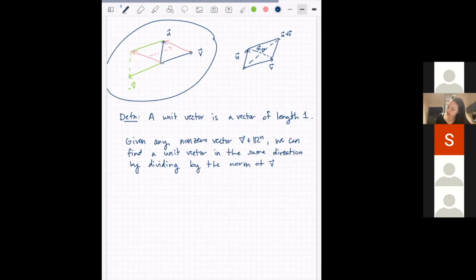So our unit vector will be v divided by the norm of v. Or you could think of this as 1 over the norm of v, which is a constant, times the vector v, right? So whatever length your vector was, we just scale it to then be just length 1.